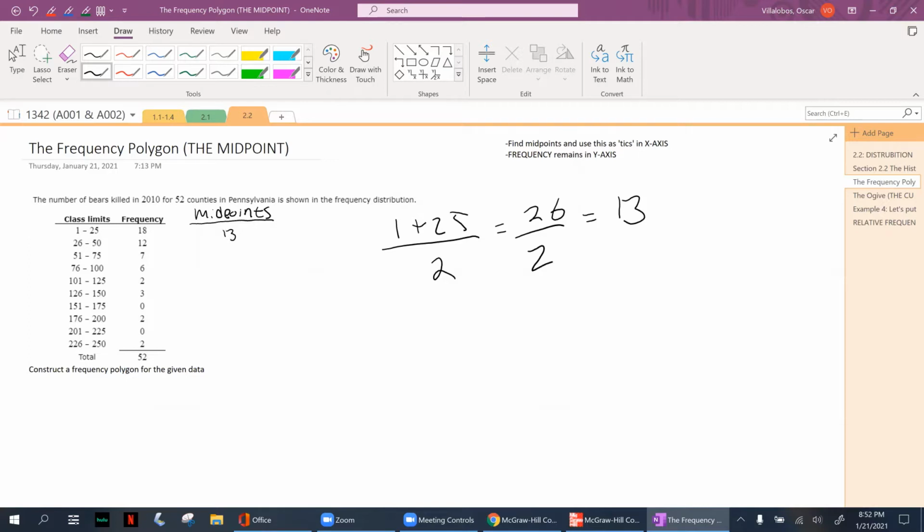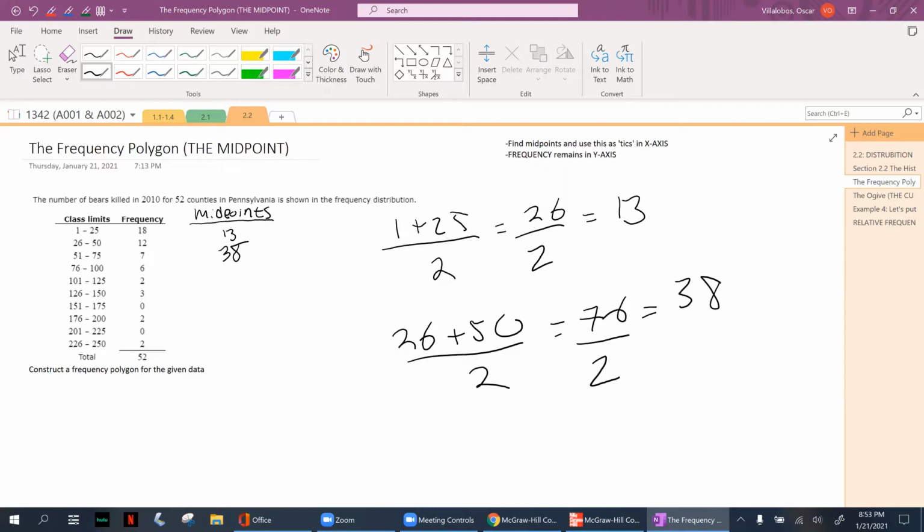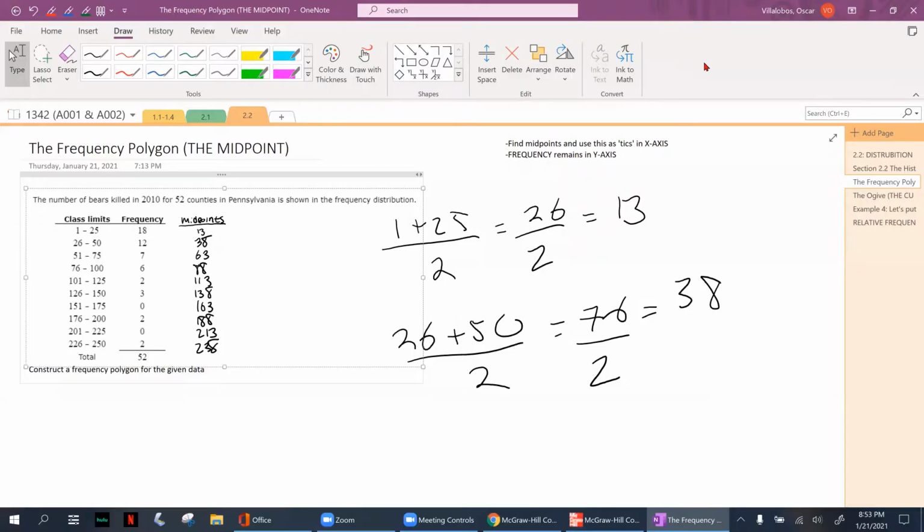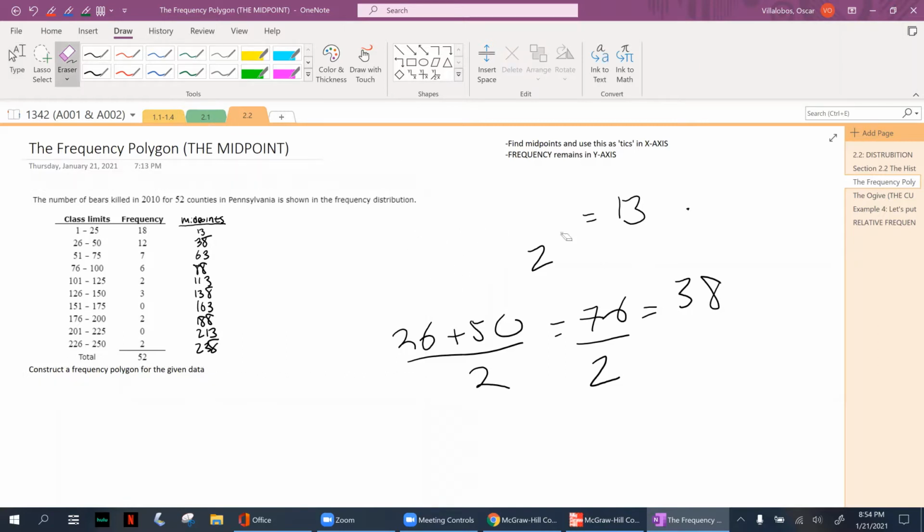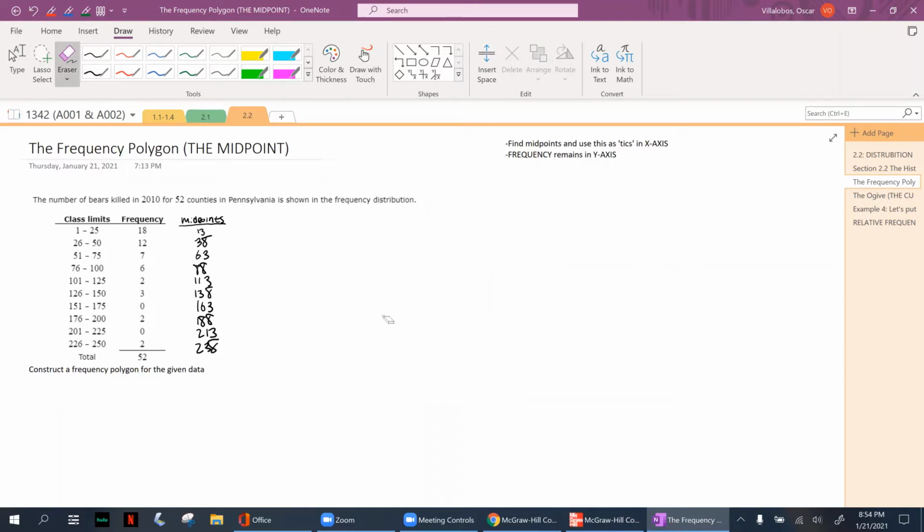For the second one, I have 26 plus 50 divided by 2. This is 76 divided by 2, which is going to be 38. So the next one is going to be 38. And when we do the midpoints for all of them, you should get 13, 38, 63, 88, 113, 138, 163, 188, 213, and 238. Now what I'm going to do is pretty similar to what I did earlier.